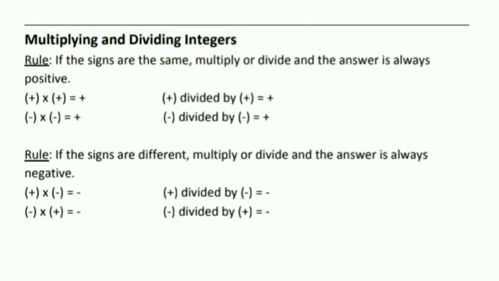Rule number 2, if the signs are different, multiply or divide and the answer is always negative. Positive times negative is equal to negative. Negative times positive is equal to negative. Positive divided by negative is equal to negative. And then negative divided by positive is always negative.